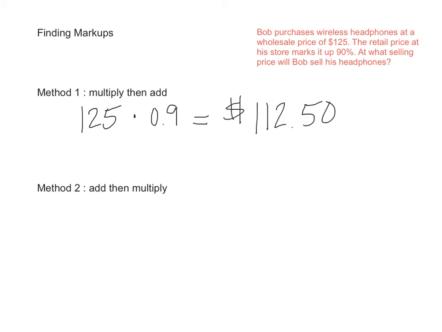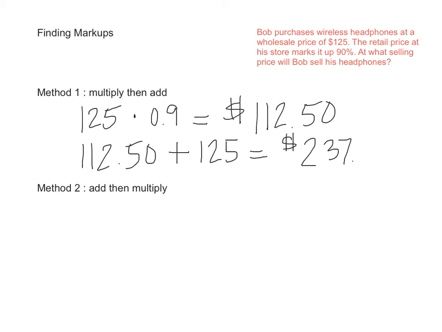So the last step here is that we add. We're going to add $112.50 to the wholesale price $125, and that gives us $237.50. So at Bob's store, his customers are going to purchase the headphones at a marked up price of $237.50.